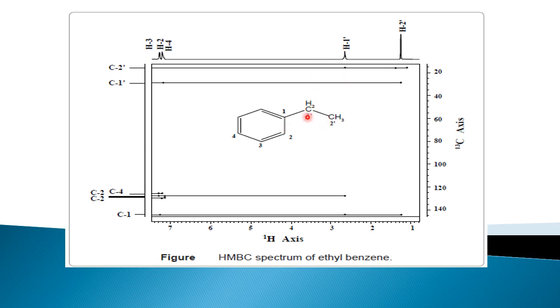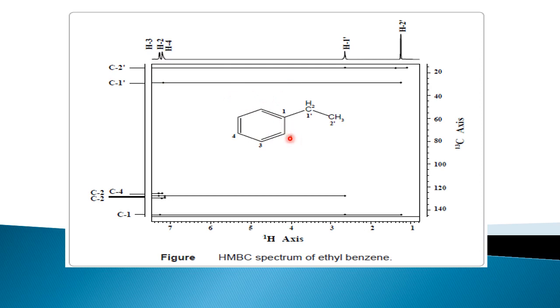Similarly, H1 dash, this benzylic proton, if we proceed in the downward direction, then the HMBC spectrum of the compound shows that this benzylic proton is connected with C2, this aromatic carbon, and C1. Similarly, the aromatic protons H2, H3, H4, H5 and 6 are equivalent protons, so they have labeled only a proton on one side.